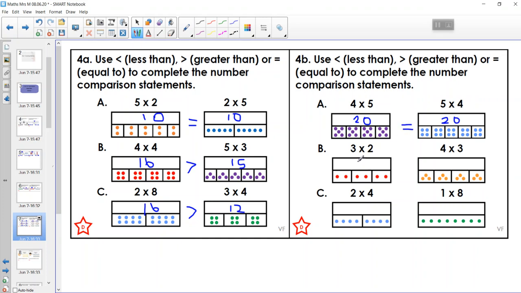3 2 times is 6, and 4 3 times is 12. 2 4 times is 8, and 1 8 times is 8. So that is equal to.